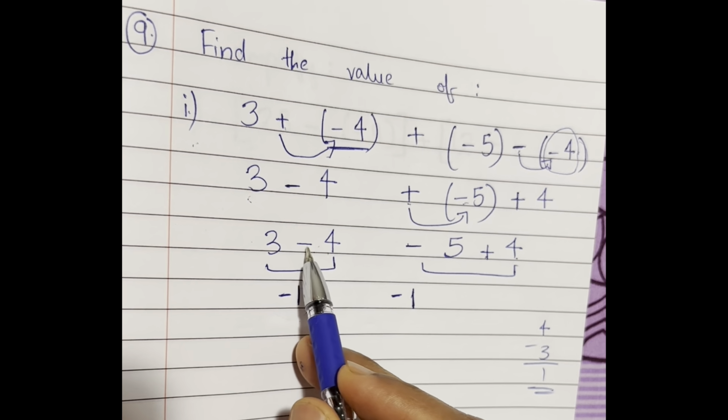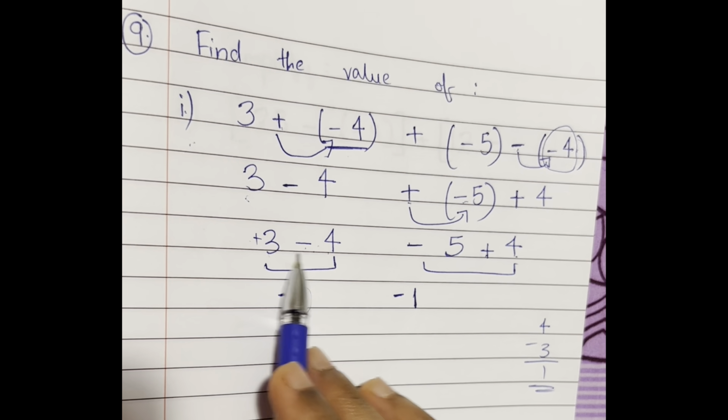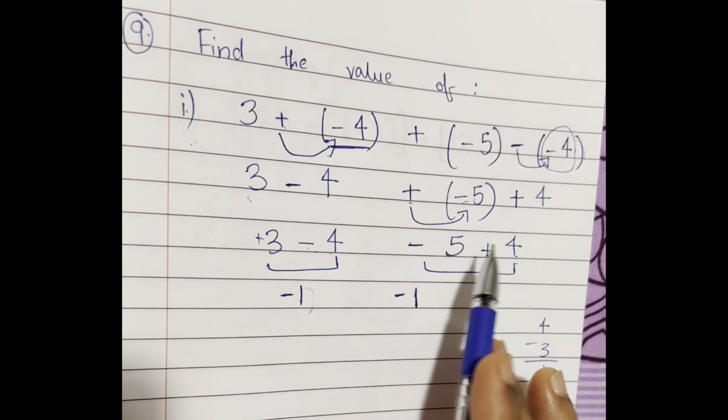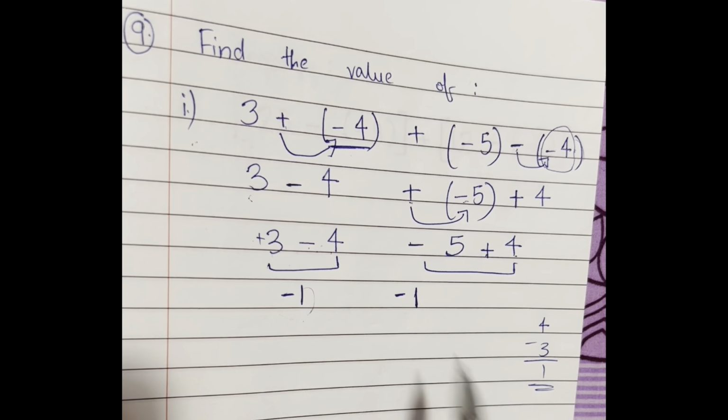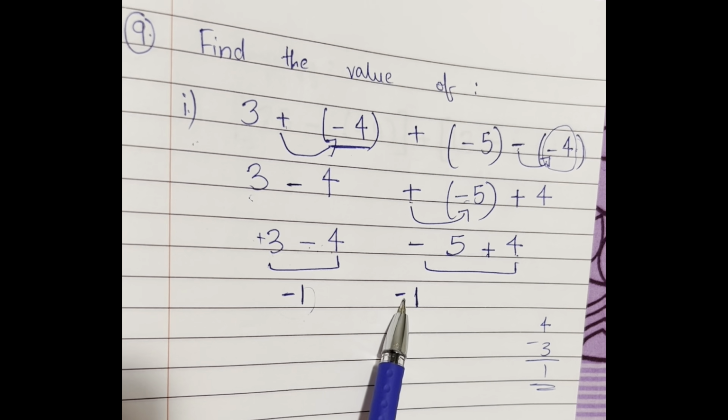Here the sign of 4 is minus. Here the sign of 3 is nothing. Nothing means plus. So now these two terms you reduced into minus 1. These two terms you reduced into minus 1. No signs coming here in between. So here also no sign is written in between. So it's like minus 1 minus 1.